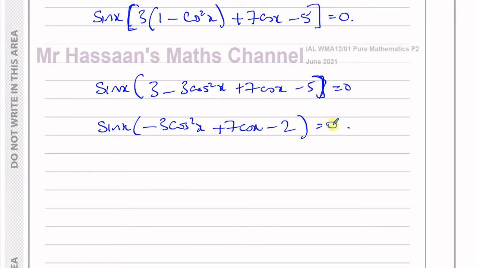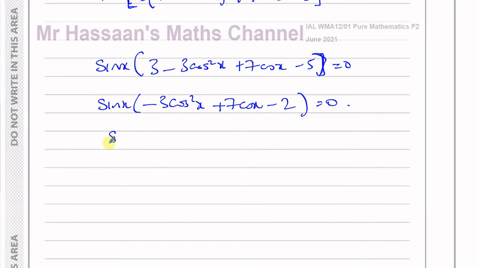And that's possible. So the answer, for example, if we express everything on the other side of the equation, you would have got something that looks slightly different. You would have got something that looks like sine x, and this would have been 3 cosine squared x minus 7 cosine x plus 2 equals 0. That's also possible. So both of these are correct.